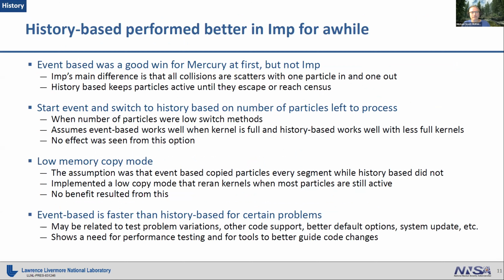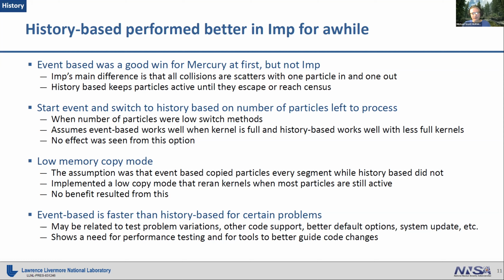Early on, it was a good win for Mercury to go event-based. Imp was showing history-based was actually doing pretty decent and was beating event-based, which was very frustrating. So we tried to figure out what could be the issue. One idea was, maybe event-based is good at the beginning and history-based is good at the end. So we made the ability to switch partway through, when you get down to a certain number of particles, switch to history-based, but that didn't seem to help. The other idea was Imp has all the collisions as 1 particle in, 1 particle out, so a lot of the same particle stays in place. So we said, maybe it's the copying that's doing it.